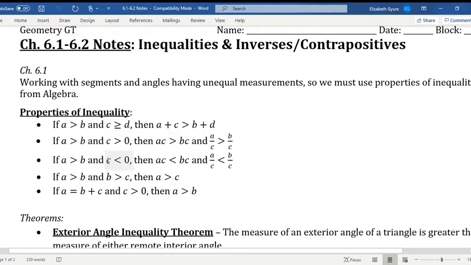If A is greater than B and C is less than 0, then it's just flipped around. A times C would be less than B times C, and A divided by C would be less than B divided by C.